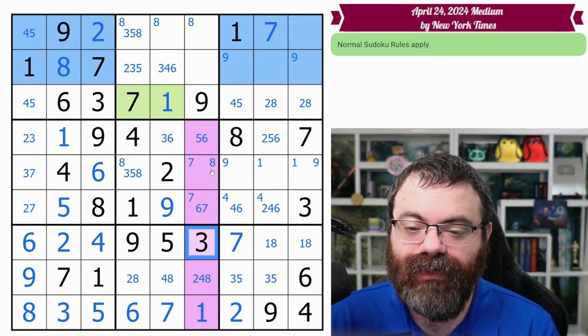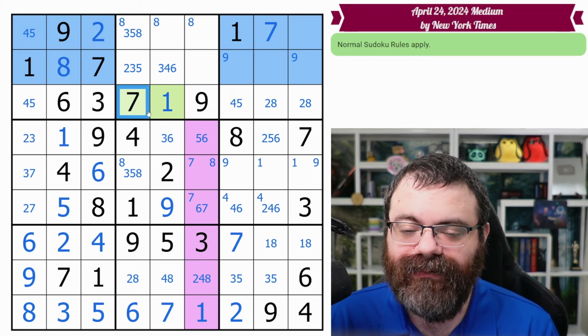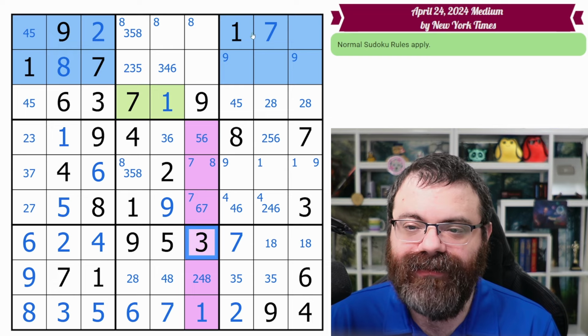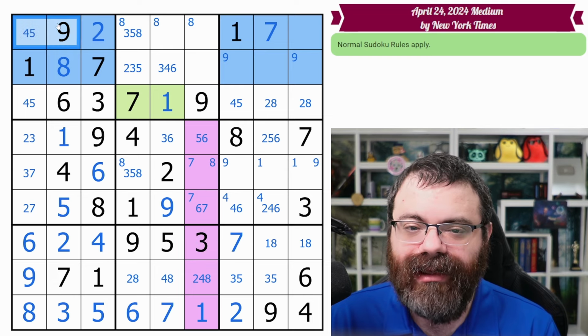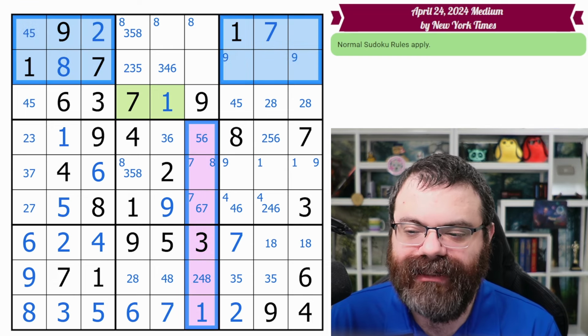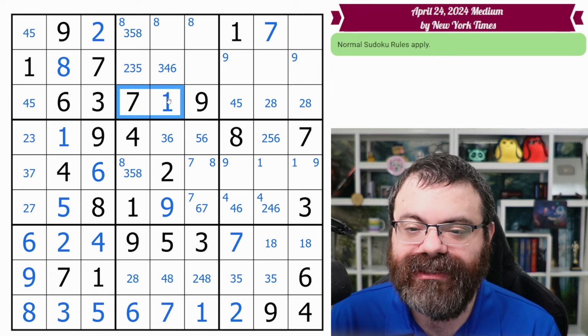Or you can also look for pointing, like this 7 points in, but we already have the 7. So the 3 would be the only candidate. We'd look for a buddy 3 up here, and we don't see one. So that's a miss. We didn't find anything. Most of these you won't find something, but when you do, it's helpful.